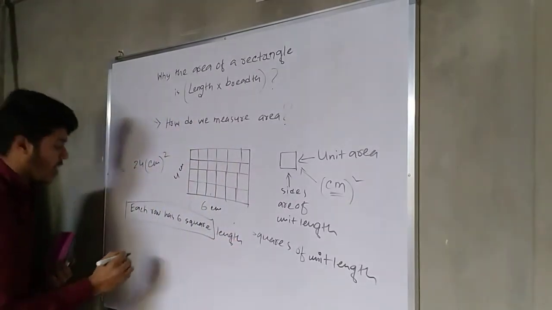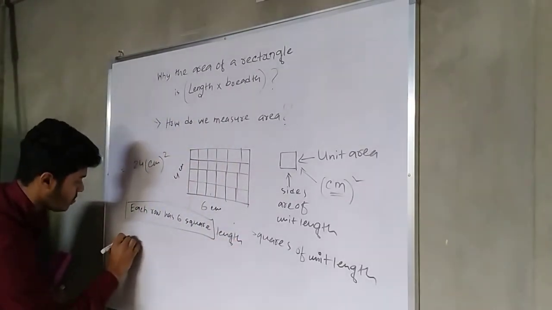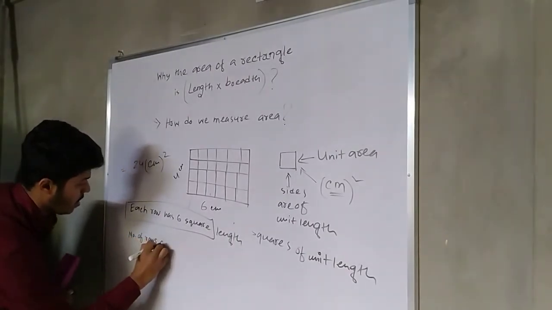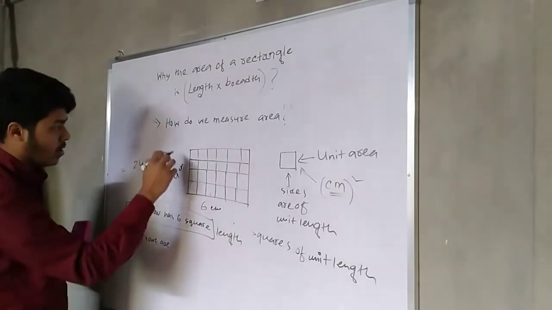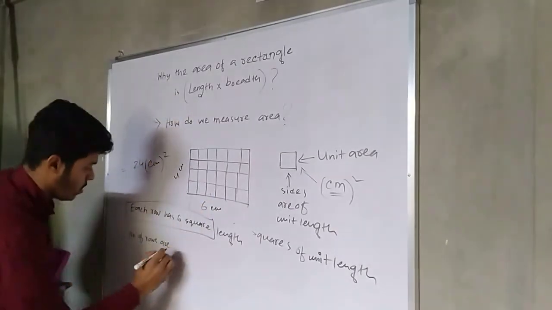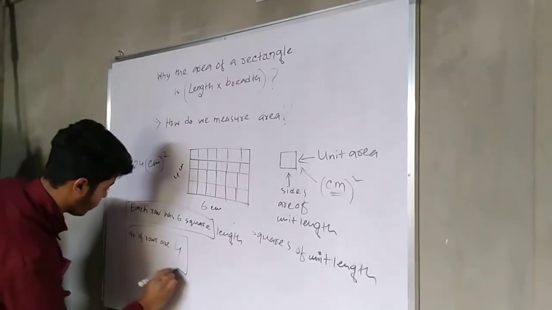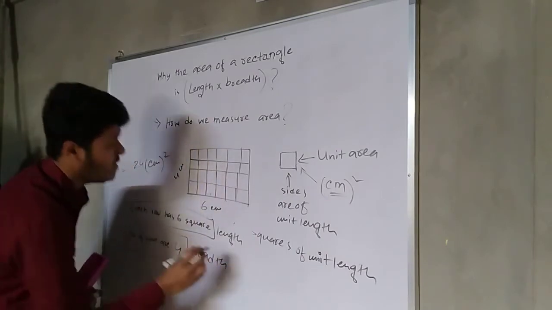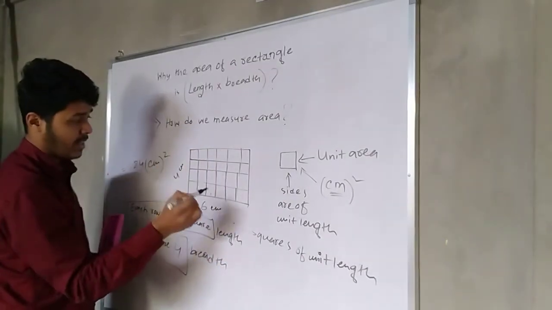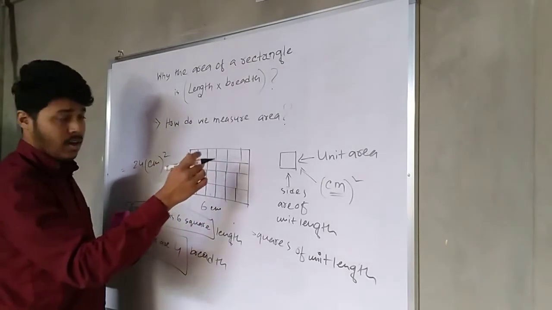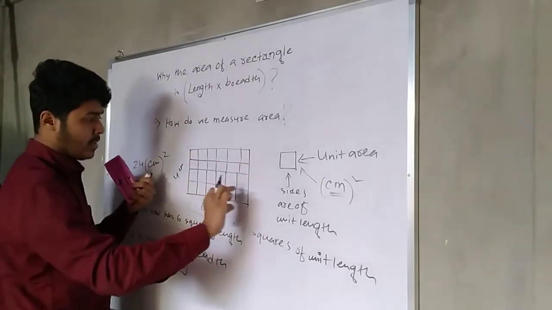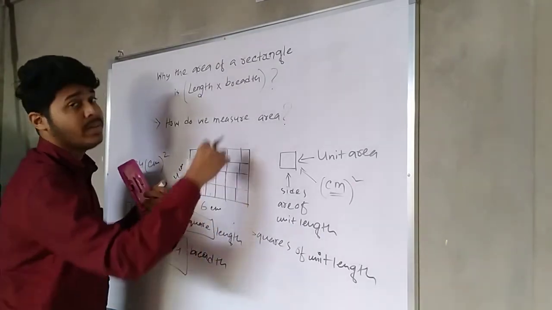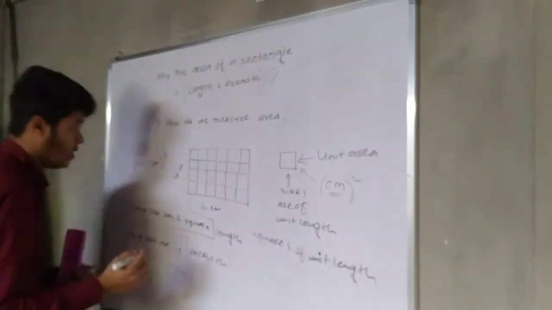And how many rows are there? The number of rows is 4, right? 1, 2, 3, 4. This information is actually the breadth. Now, I didn't count each of the squares. I just counted the number of squares in each row and how many rows there are, and then I multiplied them.